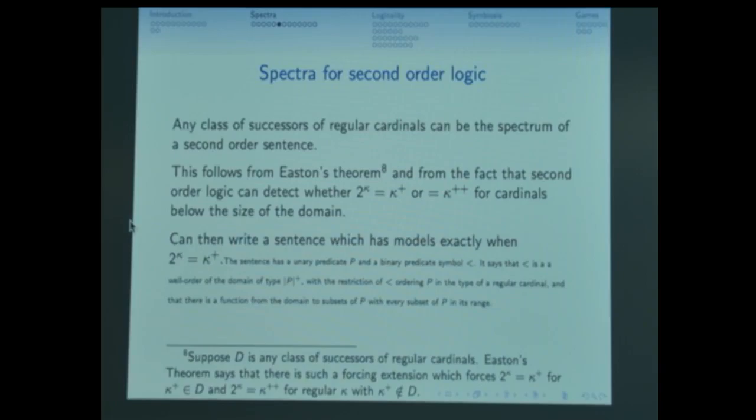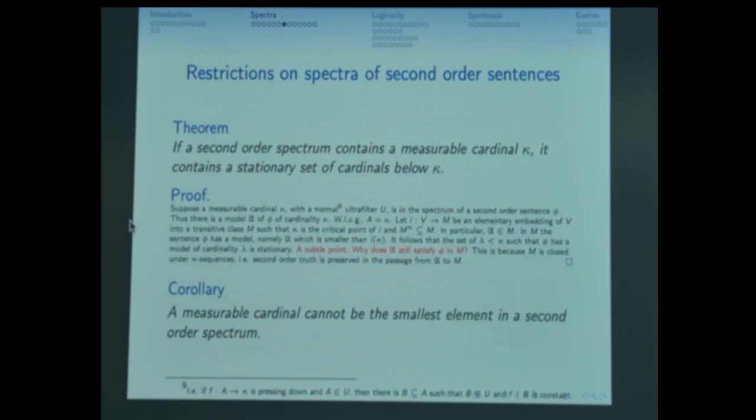If the second order spectrum contains a measurable cardinal, it contains a stationary set of cardinals below kappa. This is the usual argument. We take a measurable cardinal kappa, with a normal ultrafilter, which is the spectrum of the second order sentence phi. Let's take a model of phi of cardinality kappa, and take an elementary embedding. The ultrafilter is normal, so that small model is in there, it has cardinality smaller than j(kappa), so the pulled back model has cardinality smaller than kappa in the spectrum. Okay, so a measurable cardinal cannot be the smallest element in the second order spectrum. So we're finding restrictions, in other words, on spectra of second order sentences.